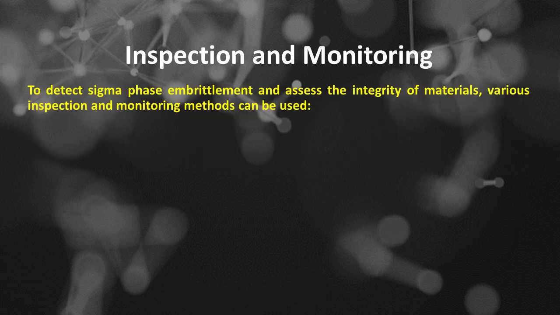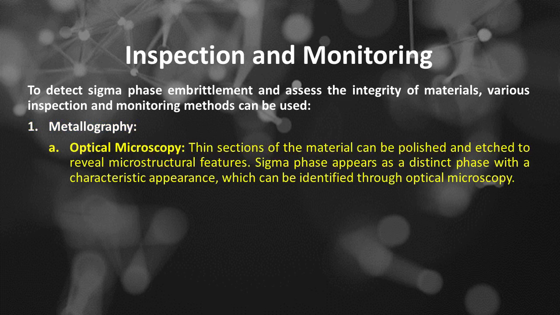To detect sigma phase embrittlement and assess the integrity of materials, various inspection and monitoring methods can be used. Number 1 is metallography. It is commonly divided into three but not limited to the following. The first is optical microscopy. Thin sections of the material can be polished and etched to reveal microstructural features. Sigma phase appears as a distinct phase with a characteristic appearance, which can be identified through optical microscopy.